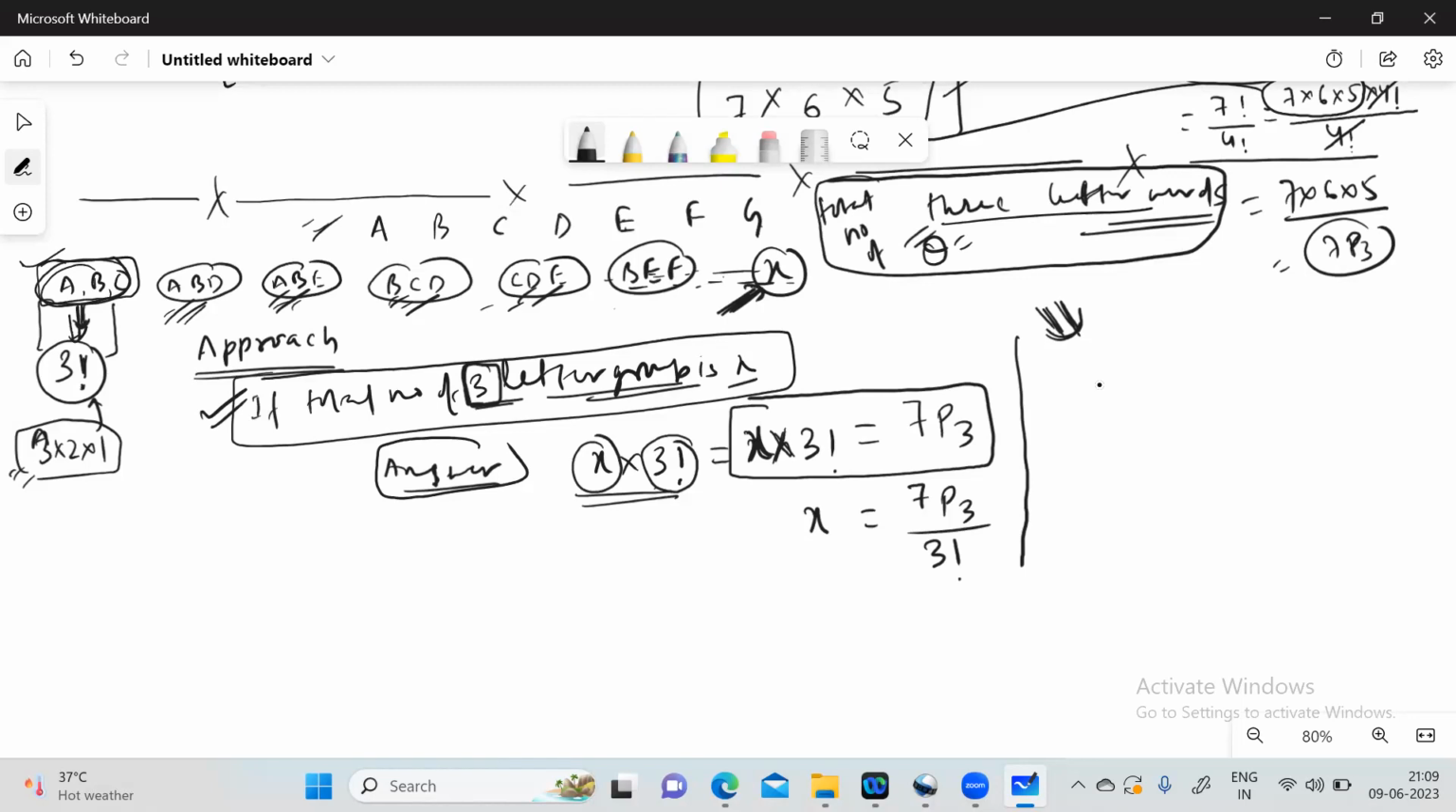Ruba, can you tell me what is X? Total number of possible arrangements with 3-letter words. No, that I have already calculated by 7P3. X is total number of possible groups of 3 letters. Arrangement we have already calculated with this. Okay, sir. So tell me again, what is X? It's group, like total number of groups.